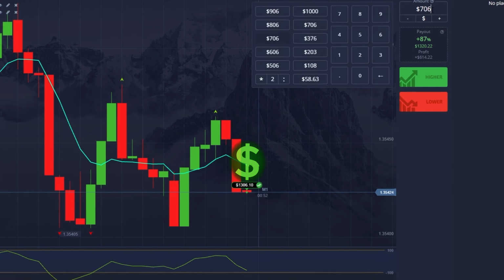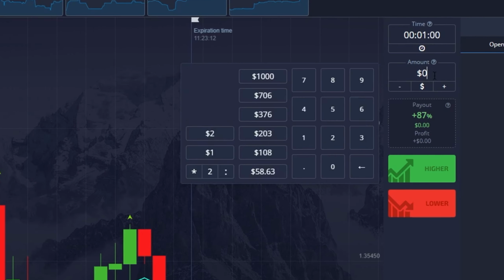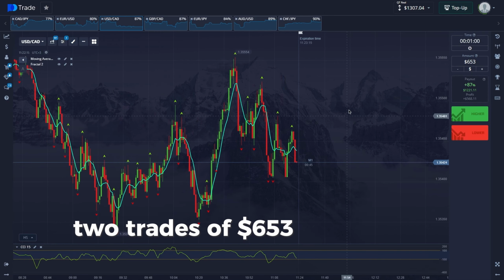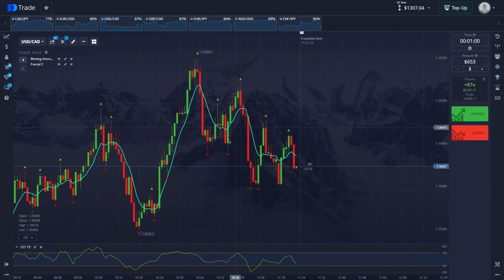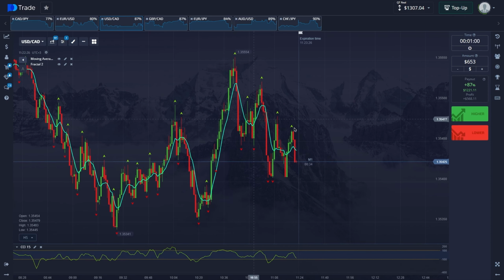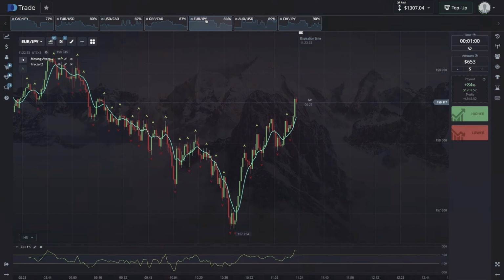And once again, the trade closes in profit. Now we'll adjust the trade amount and open 2 trades of $653 each. As you can see, everything played out just as I said. By mastering this strategy, you'll be able to do exactly the same. Let's continue trading and choose the next currency pair.